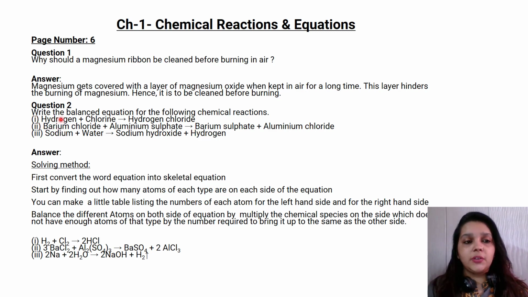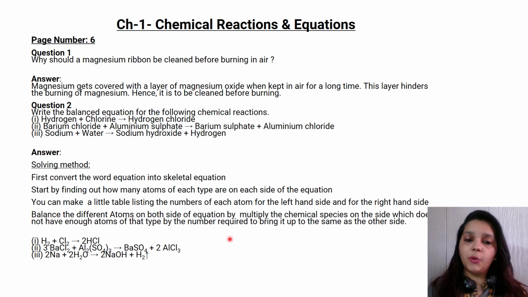The first part is hydrogen plus chlorine gives hydrogen chloride. First, let us understand the method of solving. First, we convert the word equation into a skeletal equation, that is, symbolic form. Start by finding out how many atoms of each type are on each side of the equation. We need to understand how many atoms are there on the left hand side and the right hand side, the reactant side and the product side. You can make a little table listing the numbers of each atom for the left hand side and the right hand side. Again, the same thing has been done in the video that I was talking about.